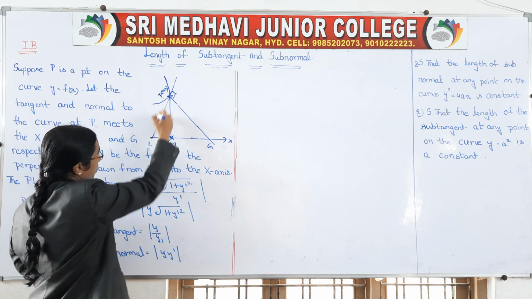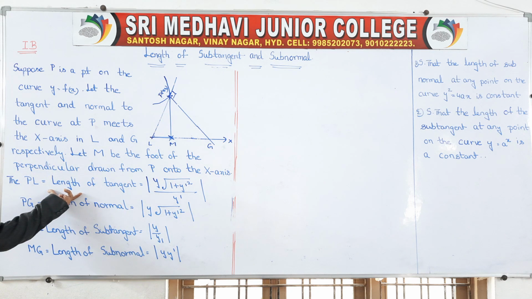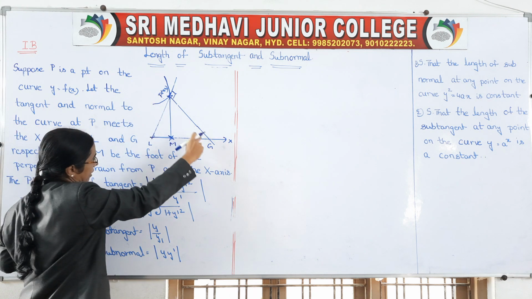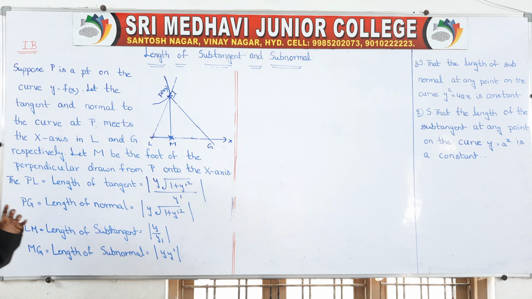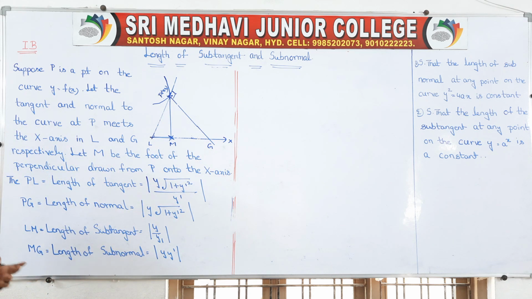Then we can take PL as the length of the tangent. Next, PG is the length of the normal. Then LM is the length of the subtangent and MG is the length of the subnormal.